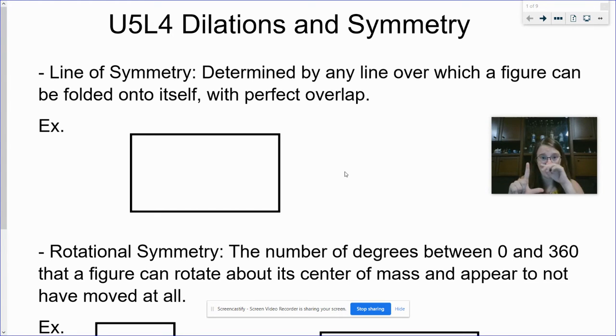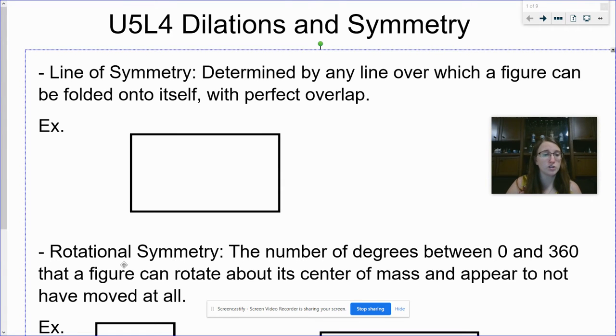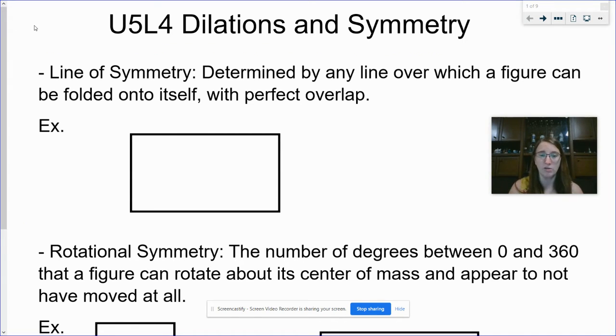If you have the notes packet, you're going to see all of these terms at the top. We're going to focus on just the first two to start with, and then we'll come back to the definitions for dilation. So a line of symmetry, if you do not have your packet, you're going to want to copy all this down. A line of symmetry is any line over which a figure can be folded onto itself, perfectly overlapping.